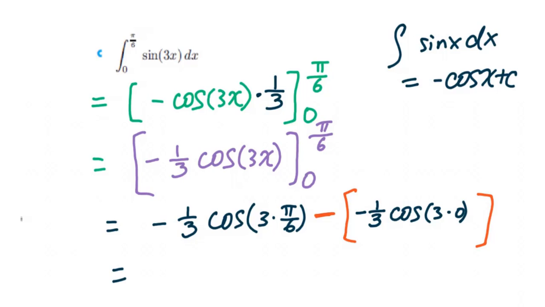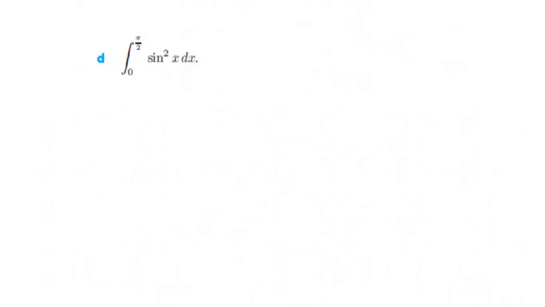So you get cosine of 3 times pi over 6, which is pi over 2. Cosine pi over 2 will be 0. So you get 0. Negative negative will be positive here. So we add 1 over 3. Cosine 0 is 1. Therefore, your answer will be 1 over 3. Now let's go to D.